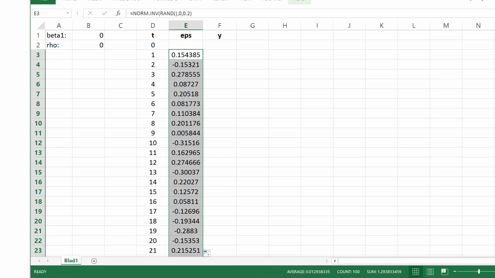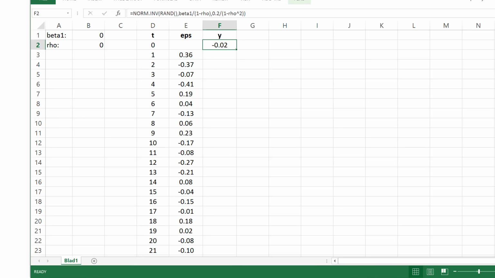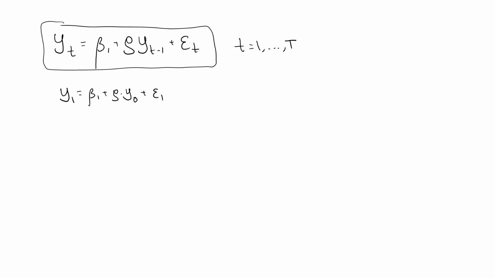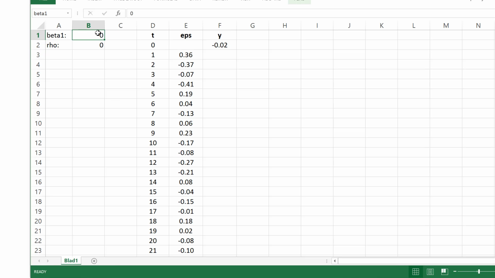So let's get rid of some decimals. I have simulated a value for y0 in cell F2, and let me get back to exactly how I have done that a little bit later. But once I have a value for y0, I can simulate the value for y1. Remember, y1 is beta 1 plus rho times y0 plus epsilon 1. I've actually named these cells beta 1 and rho, so that makes it a little bit simpler.